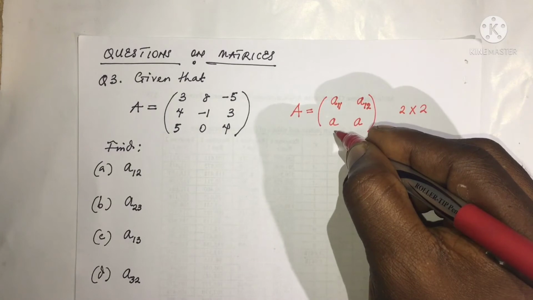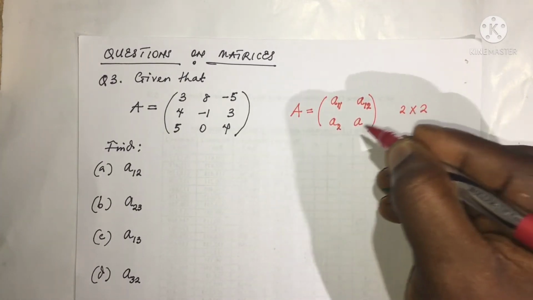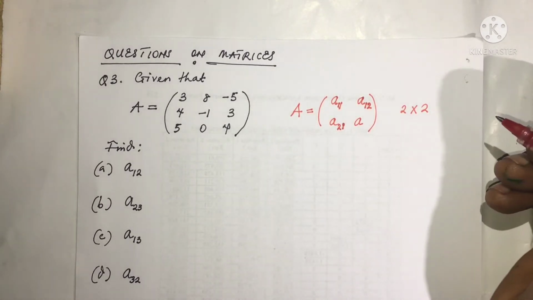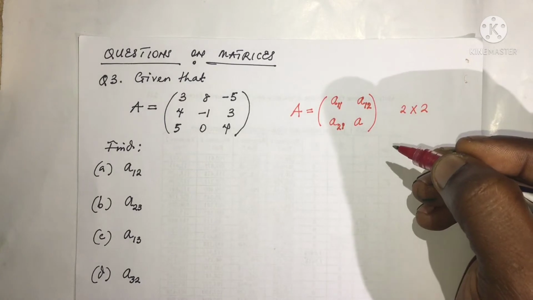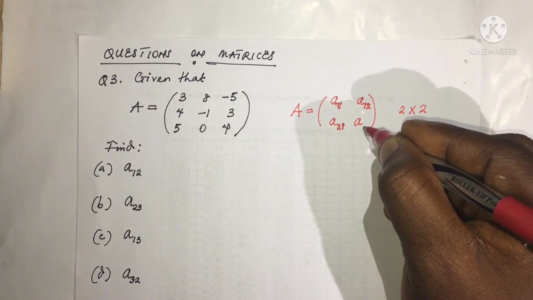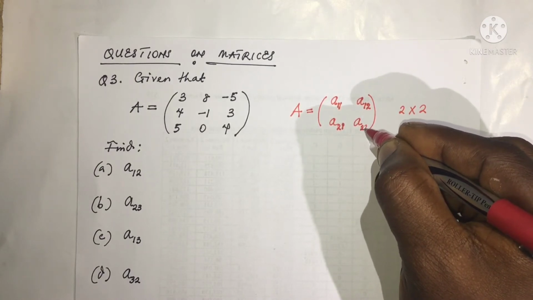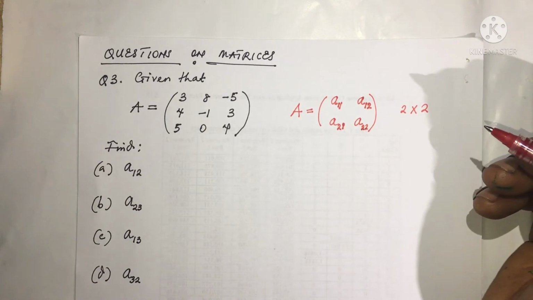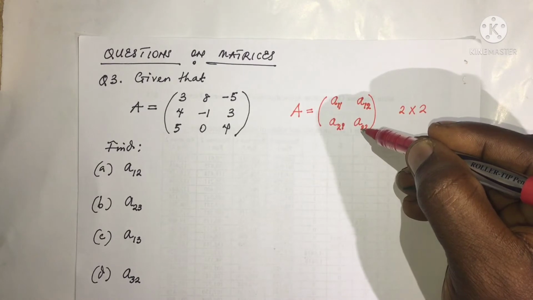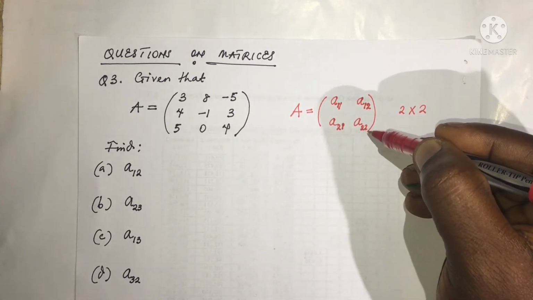This element here finds itself in the second row. So I'm going to write here 2, but it finds itself in the first column. So I'm going to write here A21, meaning it finds itself in the second row, but first column. So here I'm going to write for the fourth element 2, 2. Of course, you can take your guess. This would be A22, because it finds itself in the second row and second column.